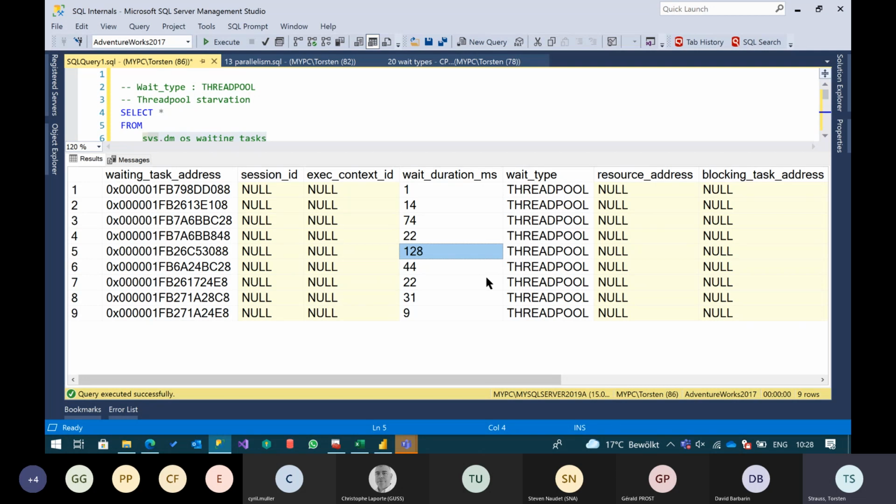And believe me, when you have this high CXPACKET and you have high thread pool starvation, then you have a problem with parallelism. Otherwise, you do not have a problem with parallelism. There's another one which is related to page latches, but this is nothing I want to cover here. But keep this in mind: when you have a high number of CXPACKET, it only tells you that your queries are expensive. When you also see thread pool as a wait time, then you are in trouble because now you have a hardware or a resource problem, which is really, really hard to solve.